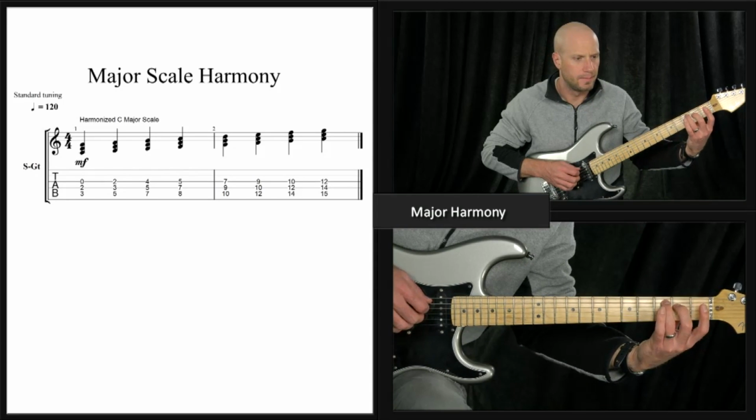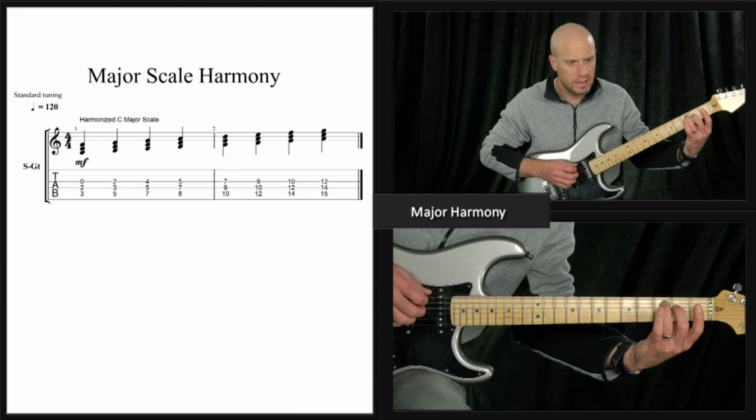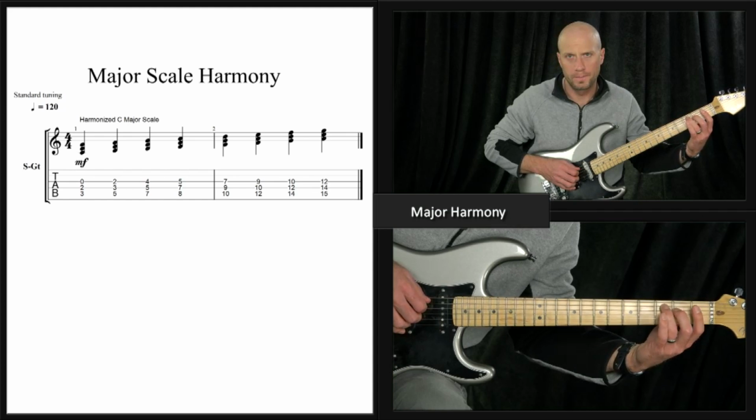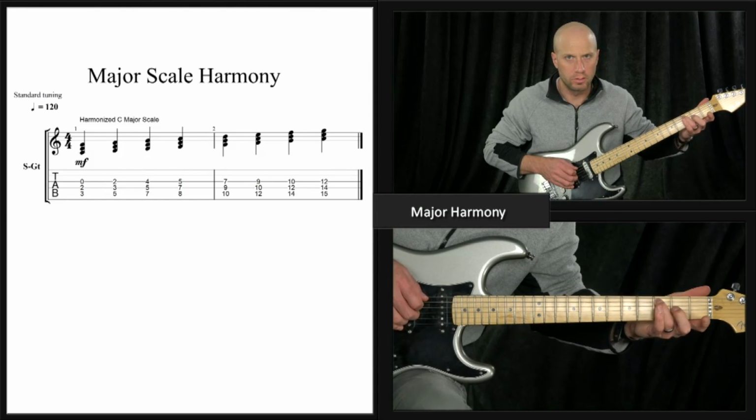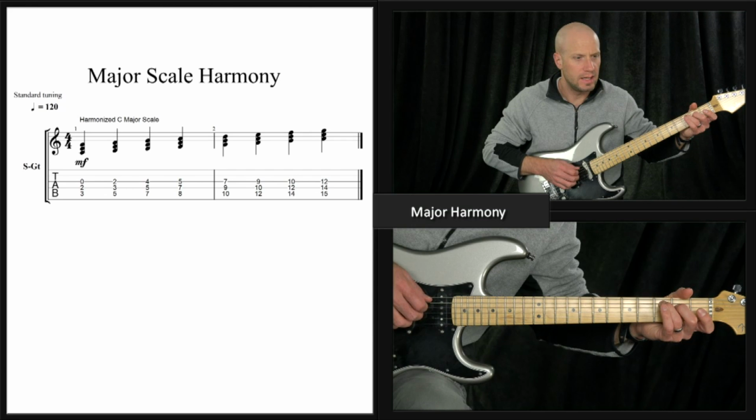We have a C. C is the tonal center. We're in the key of C, and this is the 1 chord based off of the first note. It's major. We have notes C, E, and G.